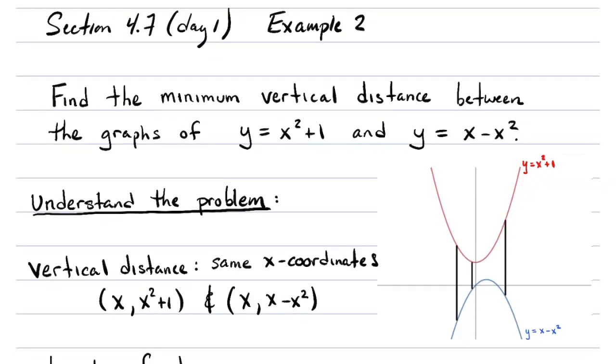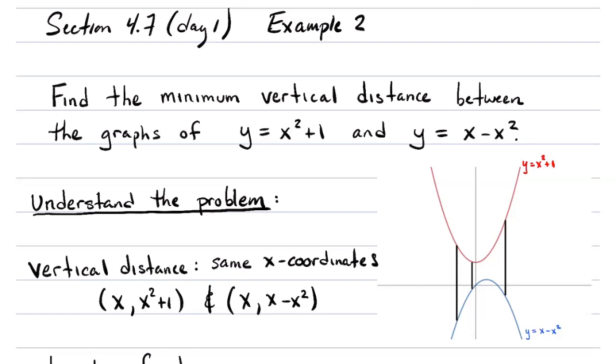You're going to have to do this at your own pace, but I've already generated a graph. This is asking me about minimum vertical distance between graphs. And so the first thing I did was generate a graph of these couple of functions. So I've got the x squared plus 1 drawn in red there and the x minus x squared drawn in blue. They're both parabolic functions.